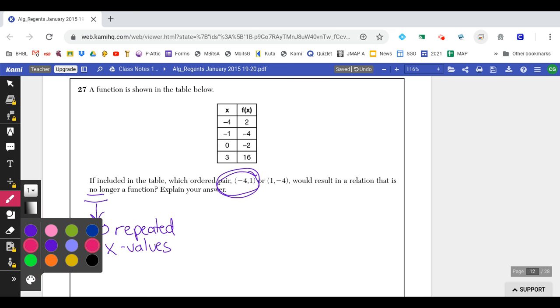My reason for this is, so -4, 1. And if we want to say this in a nice fancy way, since it would have an input with more than one output.